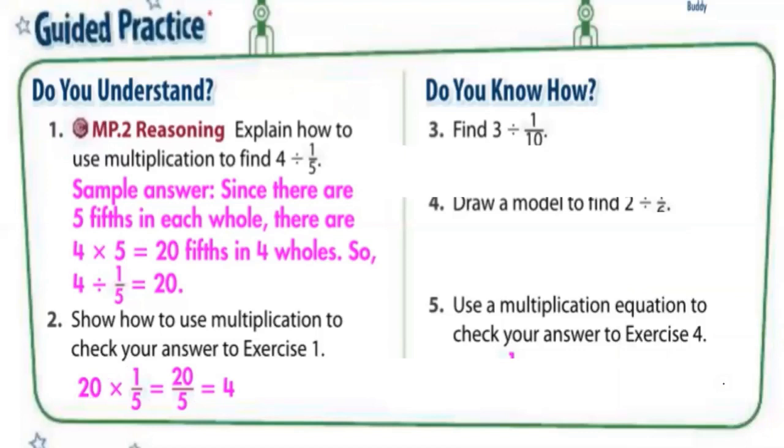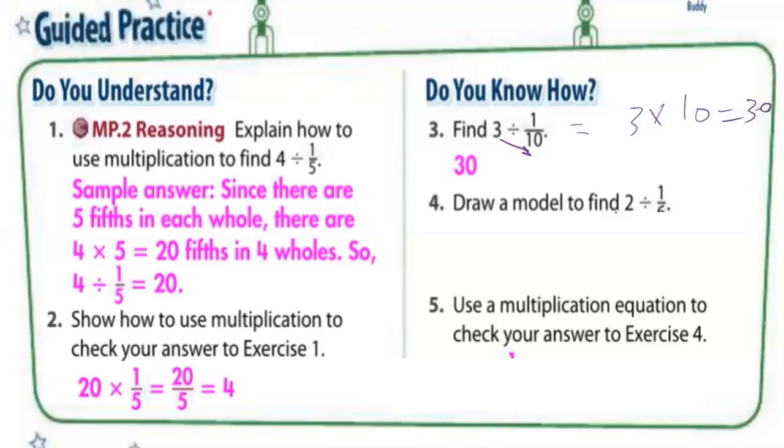Find 3 divided by 1 over 10 without long steps. Just multiply the whole number by the denominator. 3 multiplied by 10, you will get 30. Just that, without long complicated steps.